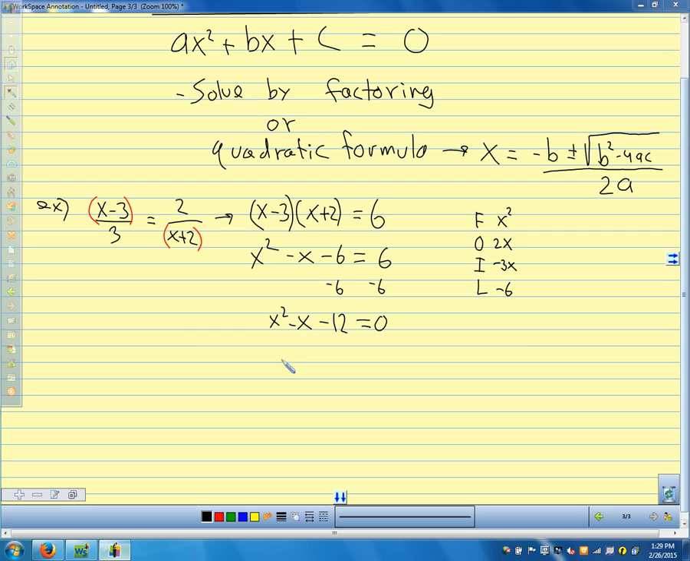3 and 4. All right, guys, the chatter. This is important. If you don't get this, it's not going to turn out well.